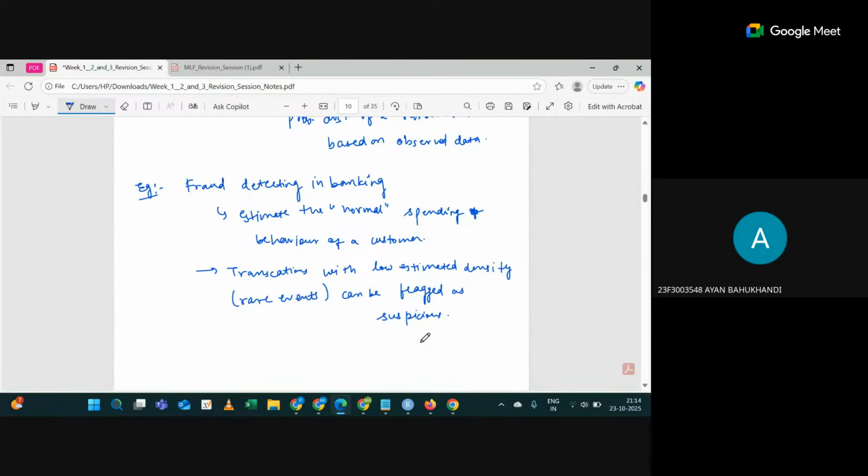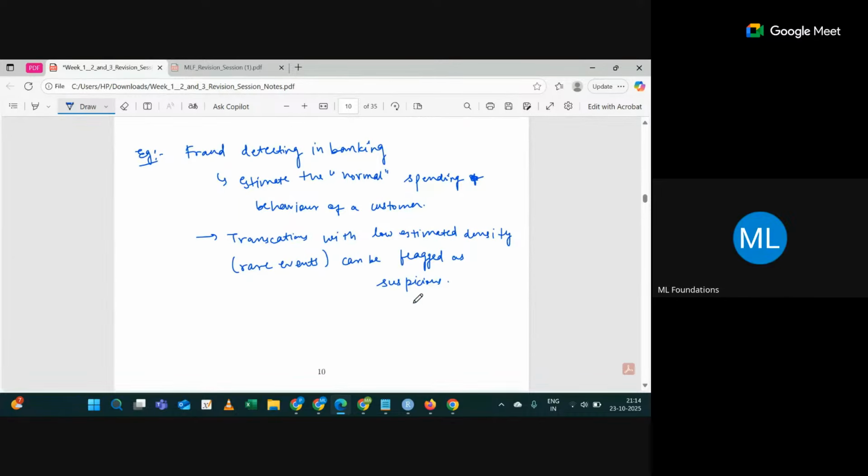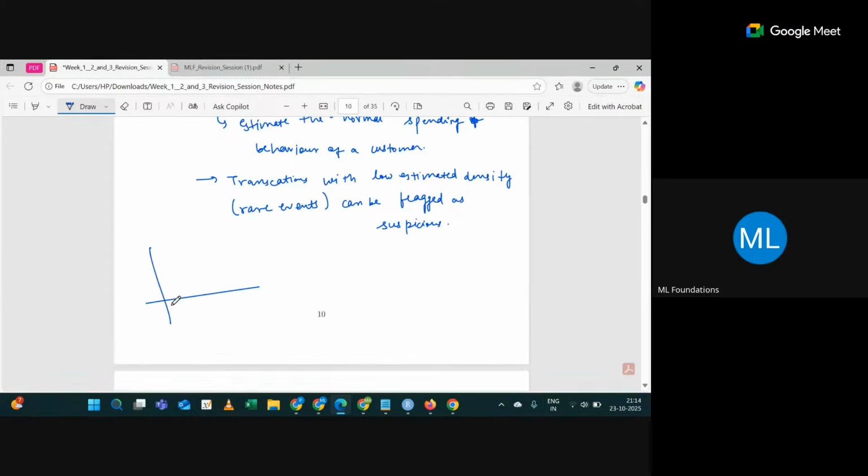What if the suspicious activities are a part of normal spending behavior as well? So suppose you are getting a curve like this, and there are some rare events with low density. There might be some extreme transaction, very high value. Basically it will detect the rare or unusual pattern. If some outlier is there, then you can consider it as fraud.